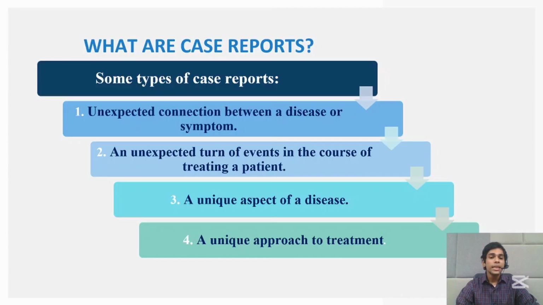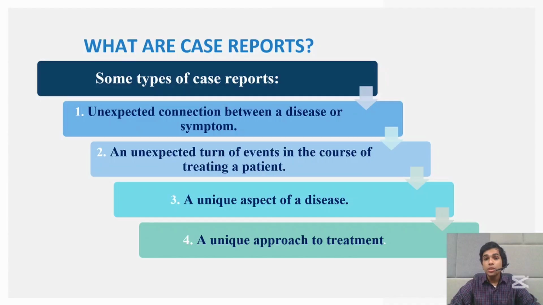Number 3, a unique aspect of a disease. So let us assume the first patient of diabetes mellitus we have talked about earlier developed something that is known as myonecrosis. Now, myonecrosis with diabetes mellitus is not a very known finding. So this is unique to this disease. So this should be published as a case report as well.